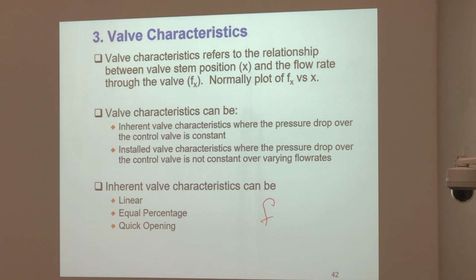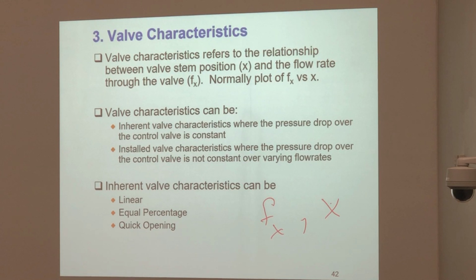Normally we have this fx and also this x. fx means the opening to the flow. x is the valve position. So for the linear one, fx and x are equal. Let's say I open 20%, my fx is also 20%.